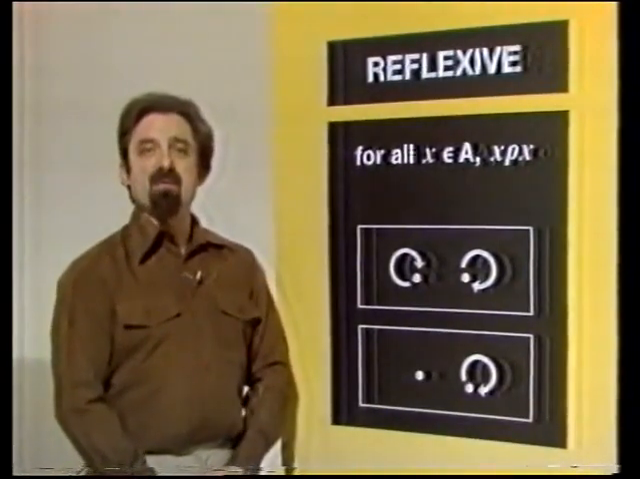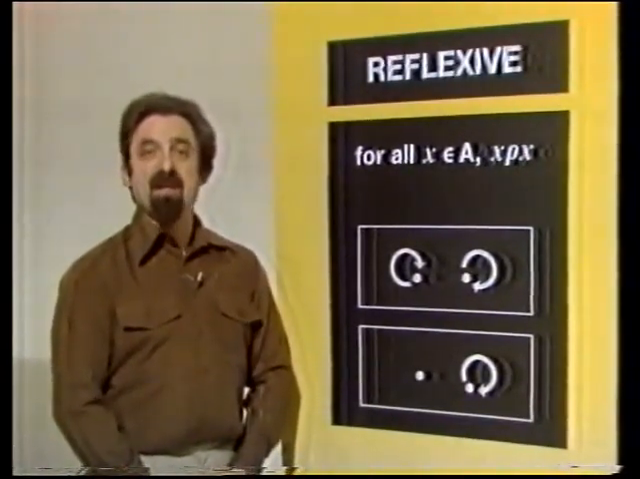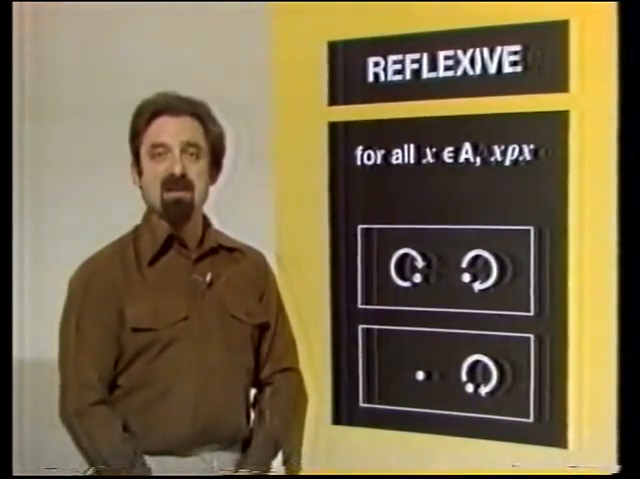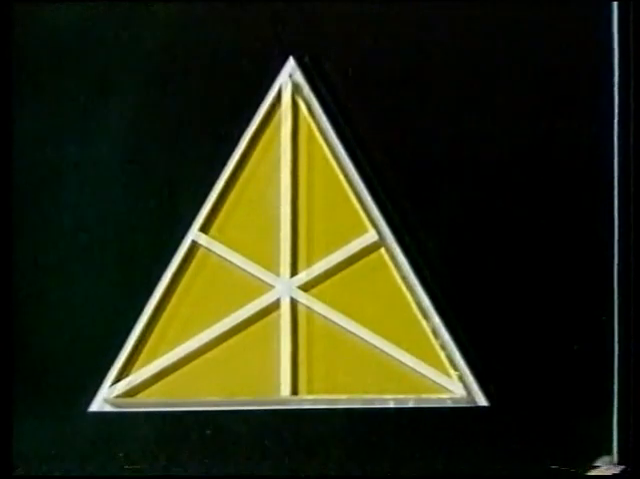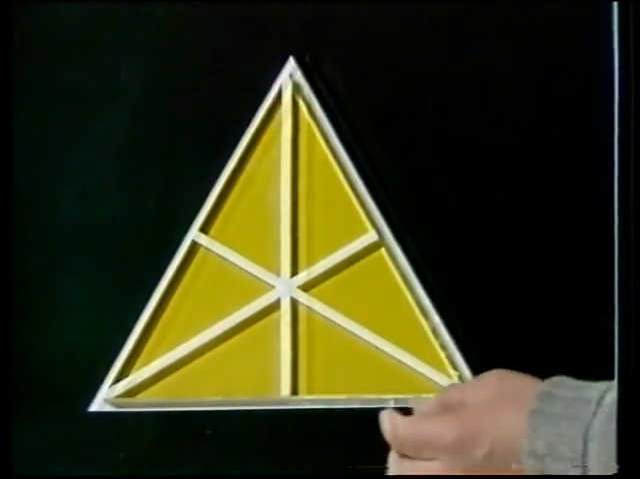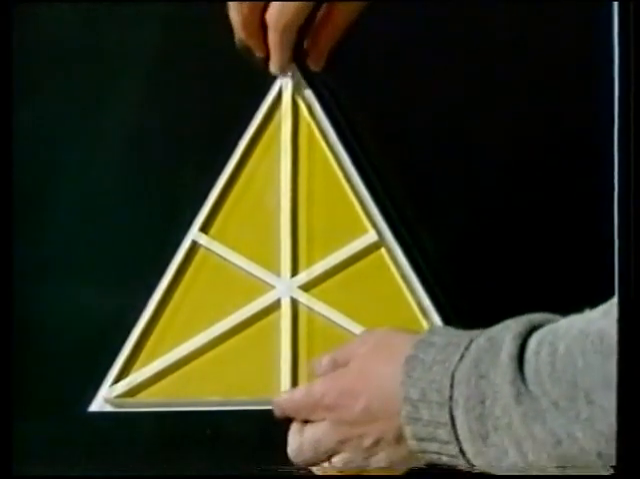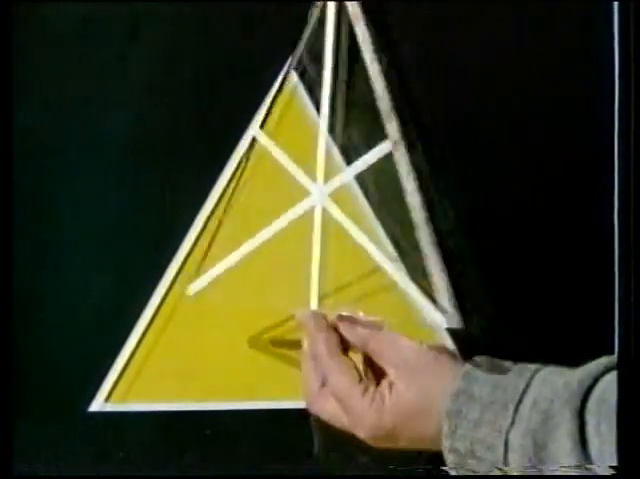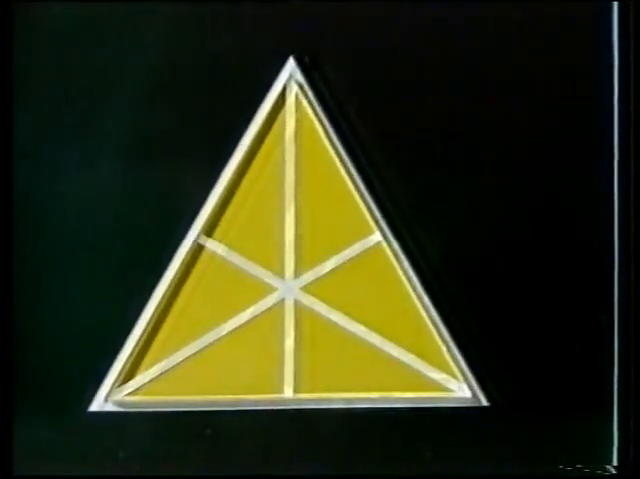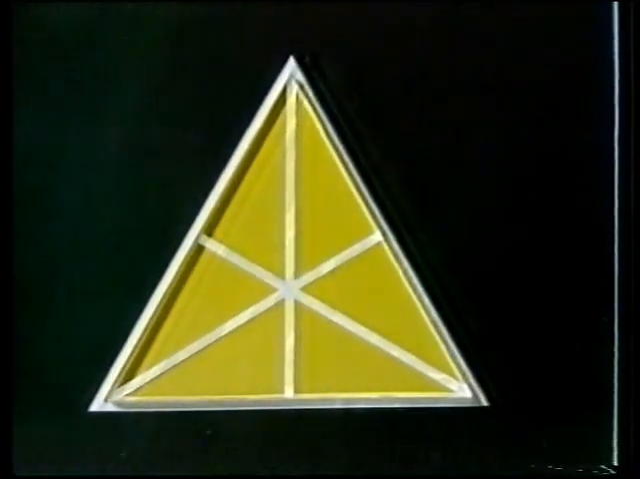Now, what about our example with the 6 symmetries of the triangle? Is that reflexive? Well, first, let's identify the set and the rule. The set is the set of points in the plane, and the rule is that the point x is related to the point y if you can move x to y by one of the 6 operations which give a symmetry of the triangle. And then the relation is reflexive.